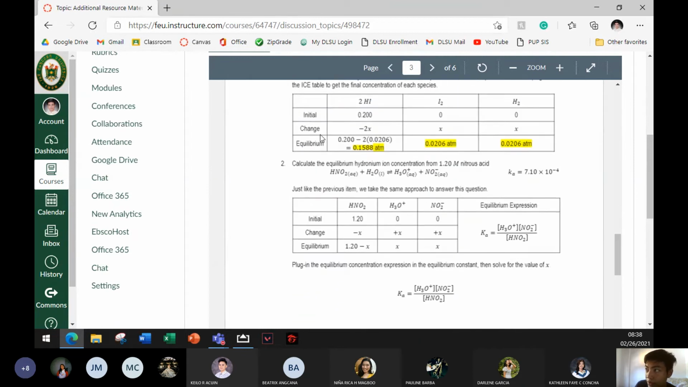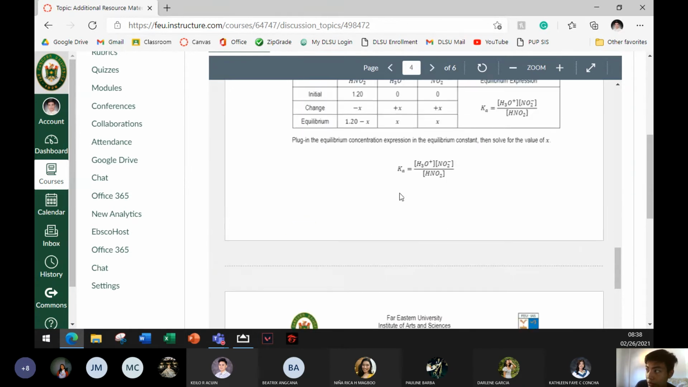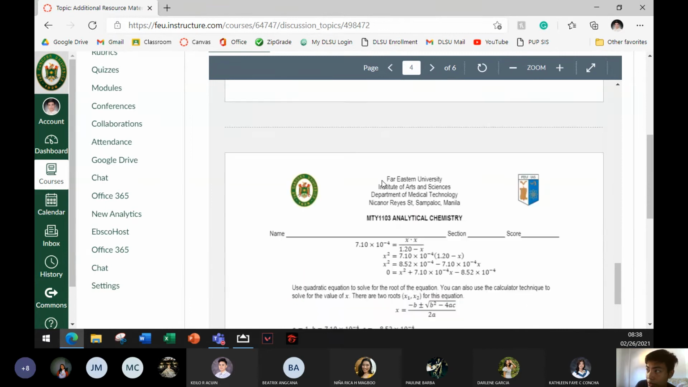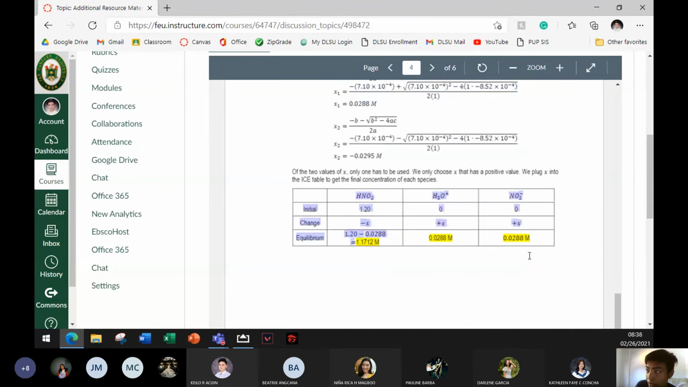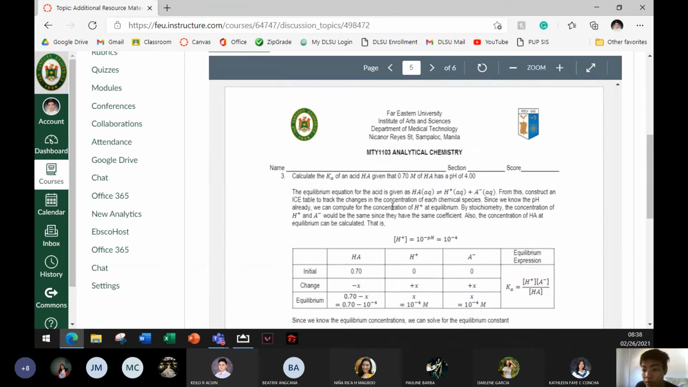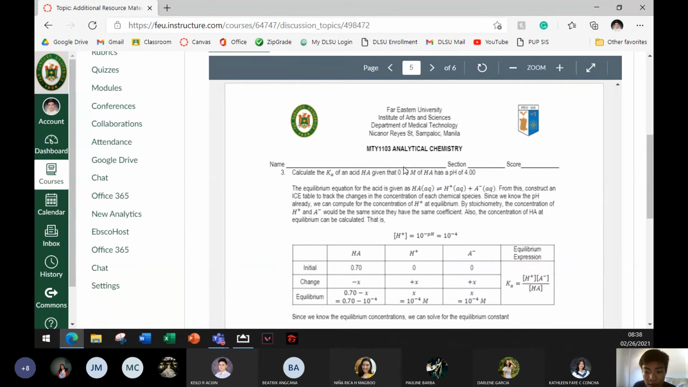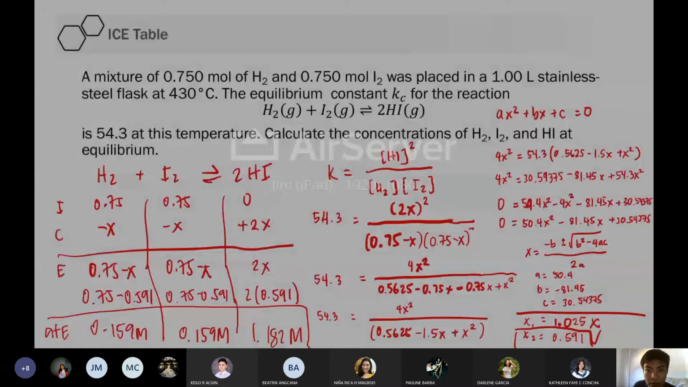Okay, so there you go. You have the ICE table, the K expression, and solving for the value of X. Then we go back to the ICE table again to get the equilibrium concentrations. I hope this worksheet will help you with the ICE table calculations. So I will leave that to you as your worksheet now. That will not be graded, of course.